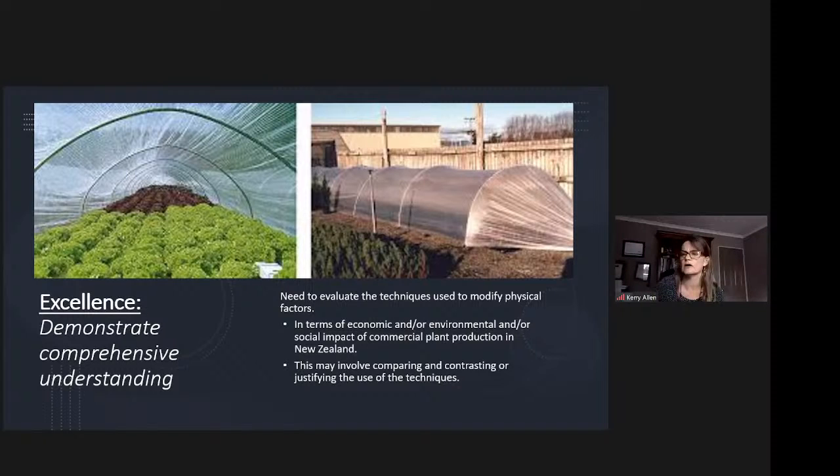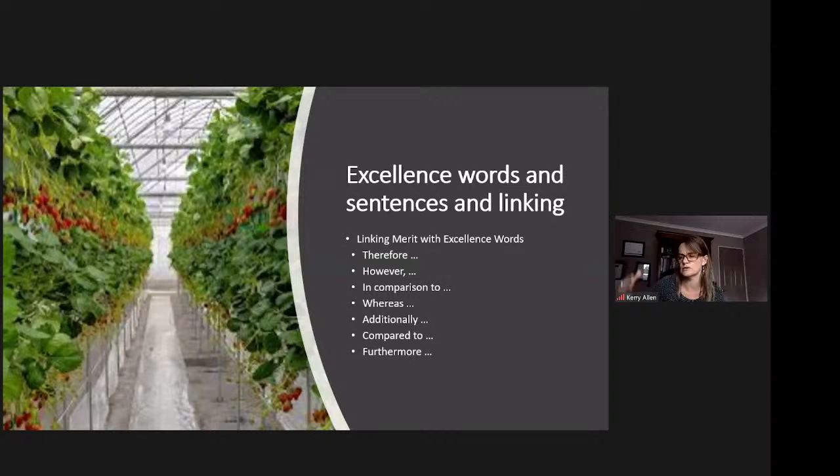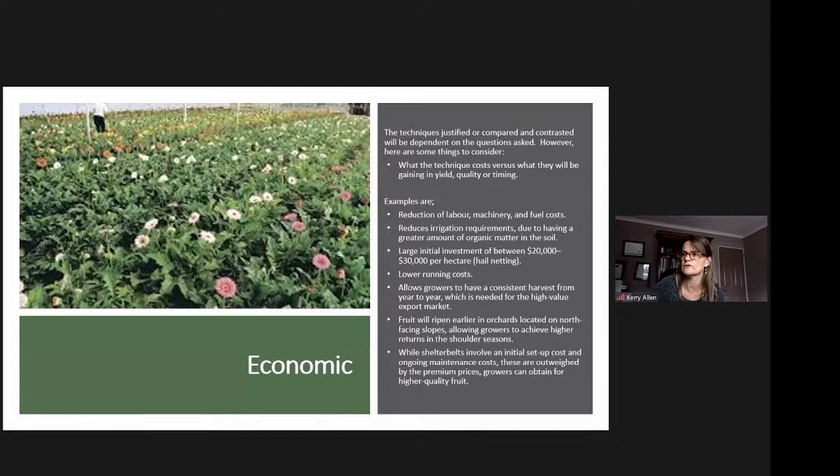So I've just got examples. Once again, merit word, linking those from merit to excellence, so you can look at that yourself. So here are some examples on economic. I'm not going to go through them, but what impact does this technique have?